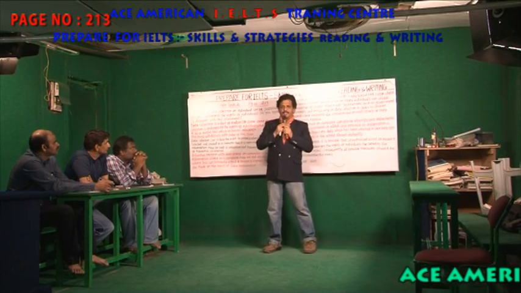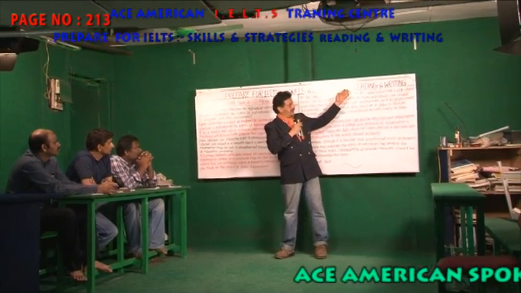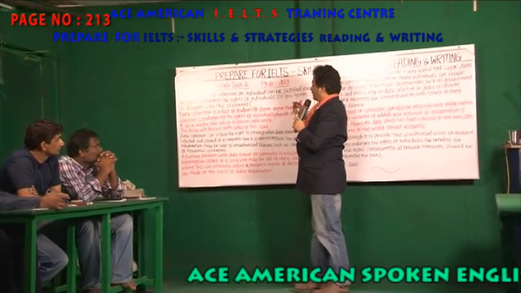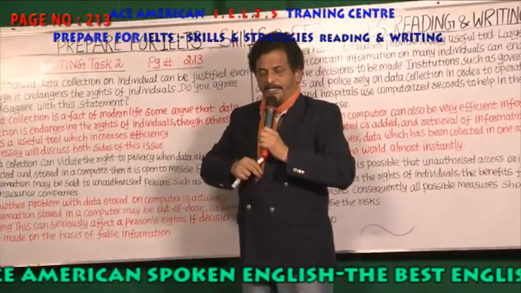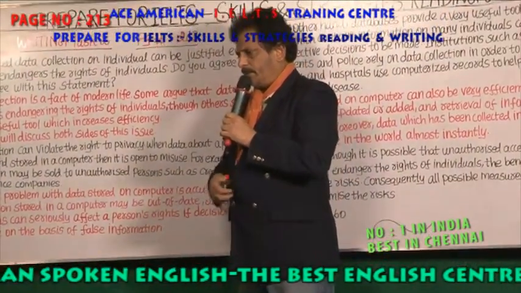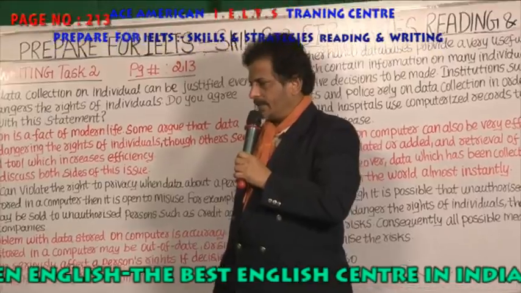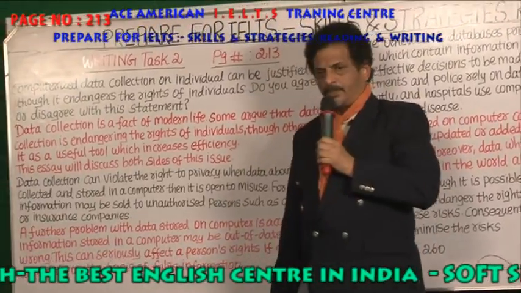Take your book. It is the skills and strategies for reading and writing. Page number 213. The writing task. Writing task. Four parts of communication. What are these? Reading, writing, listening, and speaking.